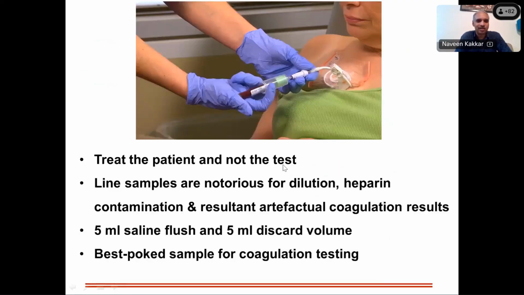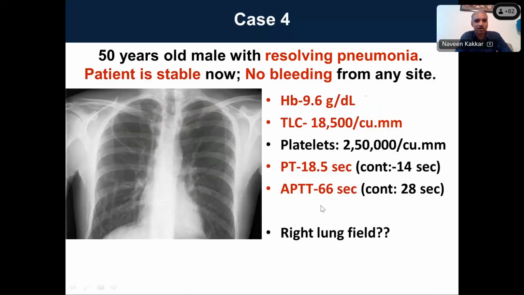So actually the clinician should have called up the lab to ask why these are abnormal, and usually the lab hematologist will ask where the sample was taken and so on, and then you'll sort out the problem.